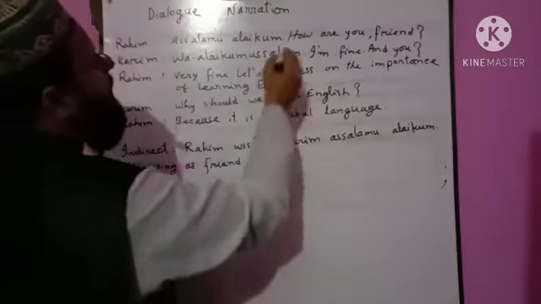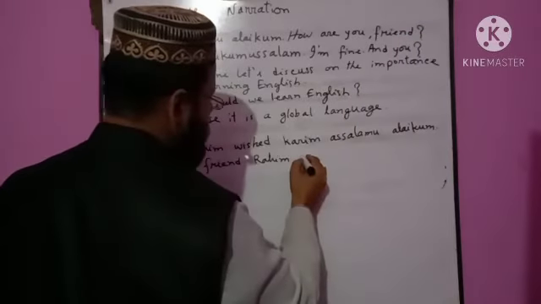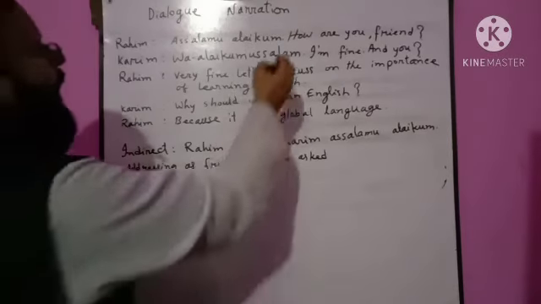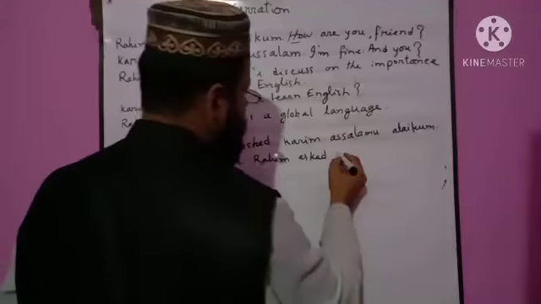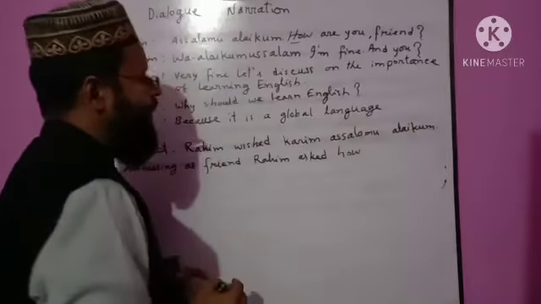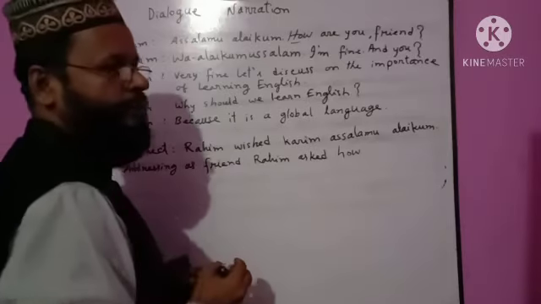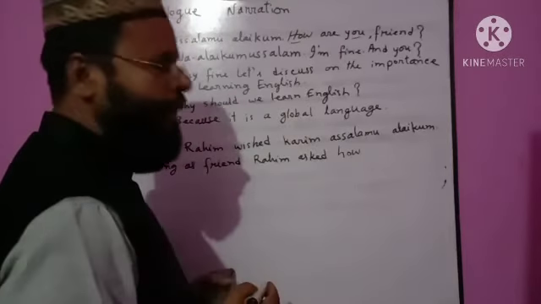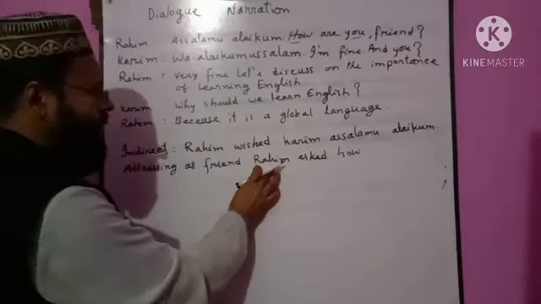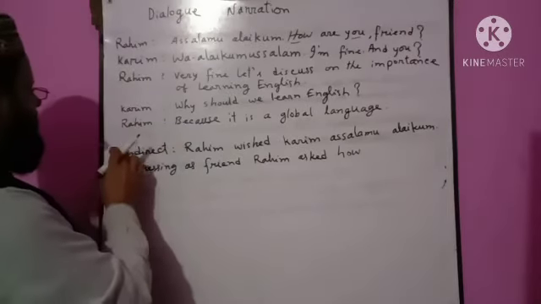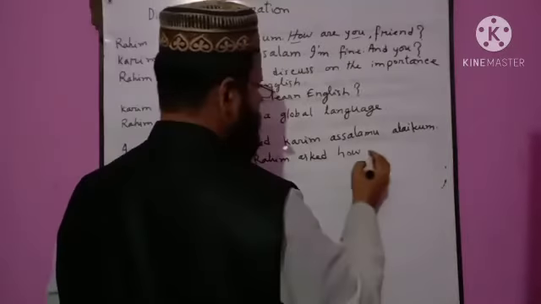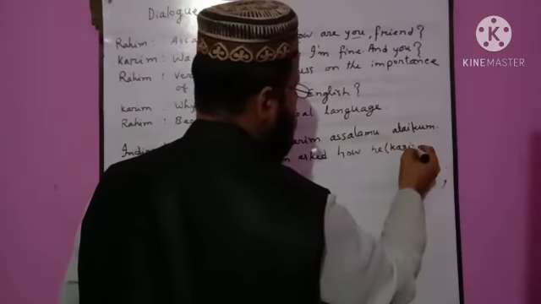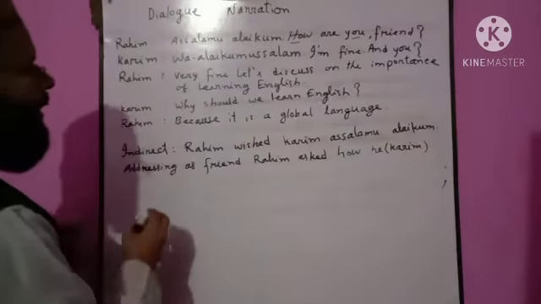Rahim, as it is a question, we use asked. Rahim asked, how is a WH word. We shall use how as conjunction. Then are you will be you are, and this you will be changed according to the person spoken to. As Rahim is the speaker, the person spoken to is Karim. So we shall use he in bracket Karim. How he was.